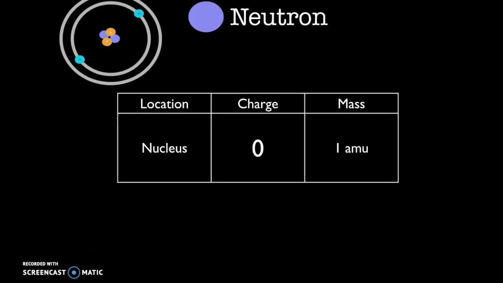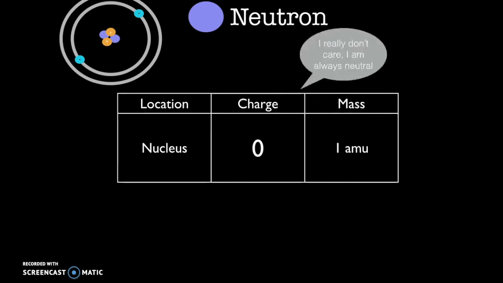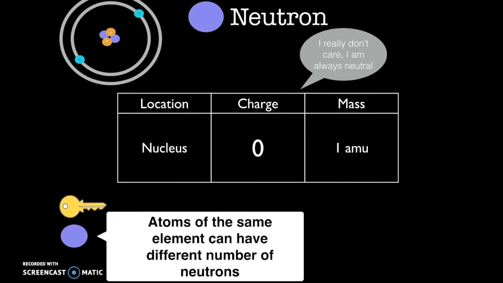Our second subatomic particle is our neutrons. And if you also notice, our neutrons are also located inside the nucleus of our atom. Our neutrons do not have a charge, so they're always neutral. If you take a look, the mass of our neutron is also 1 AMU, just like our protons. A key idea about our neutrons is that atoms of the same element can have different numbers of neutrons. The number of protons never changes for an atom, but the number of neutrons can.